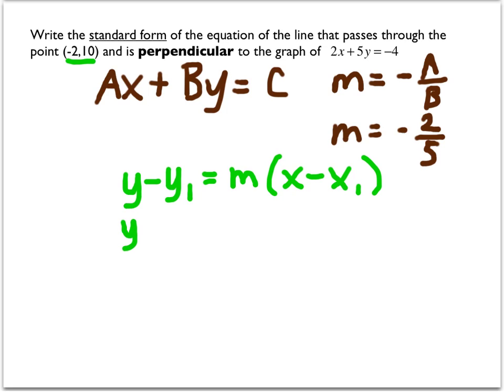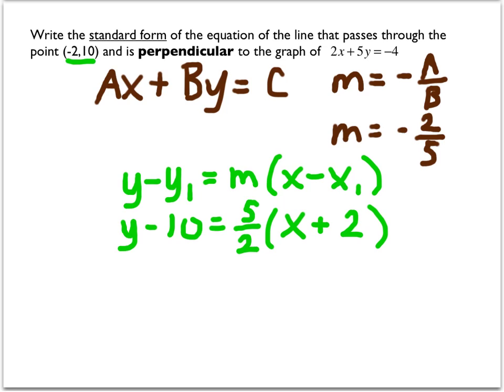So remember the y and the x stay the same here. Now I just fill in the blanks. My y1 is the given point. Now watch out for this. The slope is not negative 2/5, but it's actually positive 5/2. And my x1 is the given point there. Minus a negative 2 is the same as plus 2. There's my equation. Now I just have to clean it up a little bit to get it in standard form.